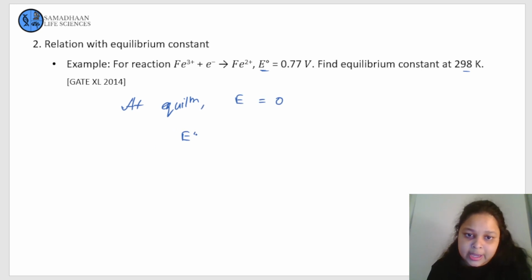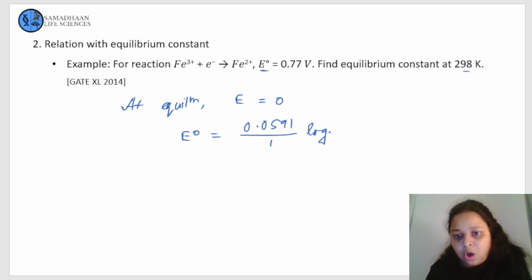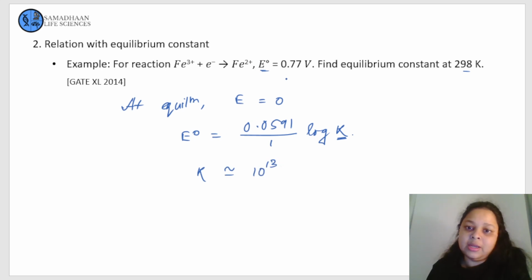So we will write E0 is equal to 0.0591 divided by 1, because 1 electron transfer is happening here, into log K, because the reaction is in equilibrium, so we consider K, the equilibrium constant here. This K will come around 10 to the power 13 using the E0 value 0.77 volt.